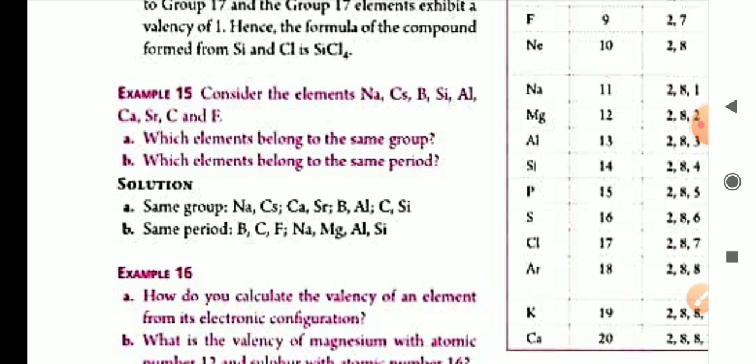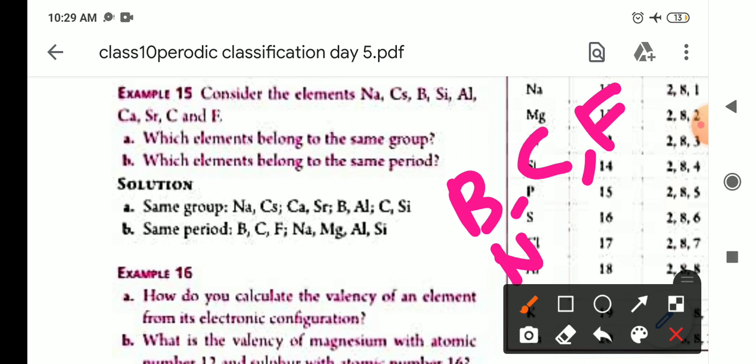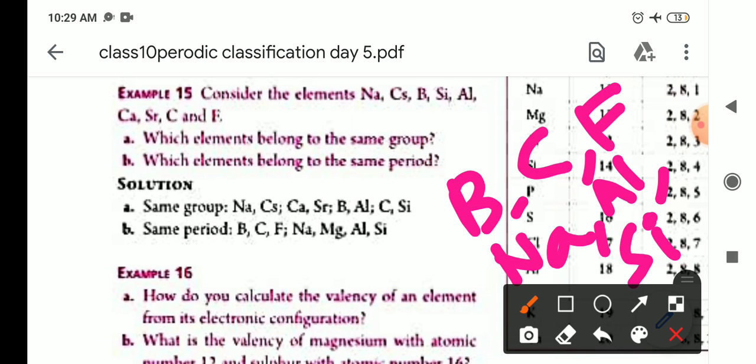So sodium, aluminium, silicon are in the same period. Boron is 2,3, fluorine is 2,7, carbon is 2,4. So boron, carbon, fluorine all are in the same period. What is left? Cesium. So I'm writing boron, carbon, fluorine in the same period, and sodium, aluminium, silicon in the same period.